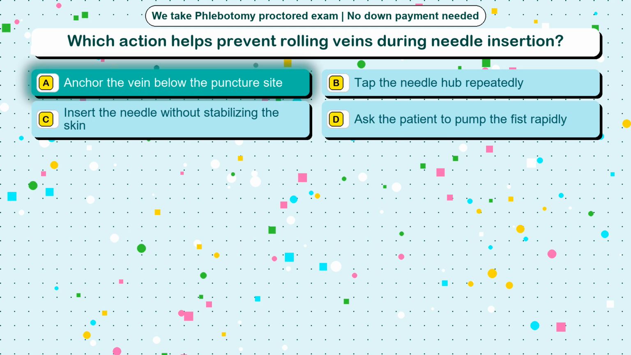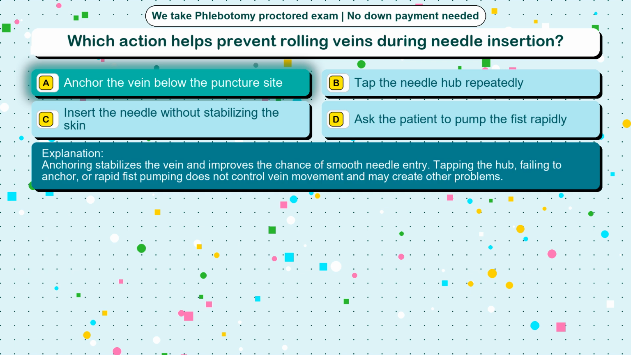The correct answer is option A. Anchor the vein below the puncture site. Anchoring stabilizes the vein and improves the chance of smooth needle entry. Tapping the hub, failing to anchor, or rapid fist pumping does not control vein movement and may create other problems.